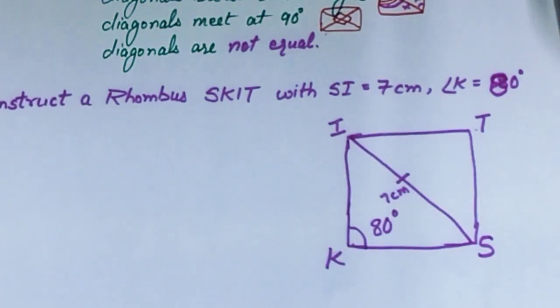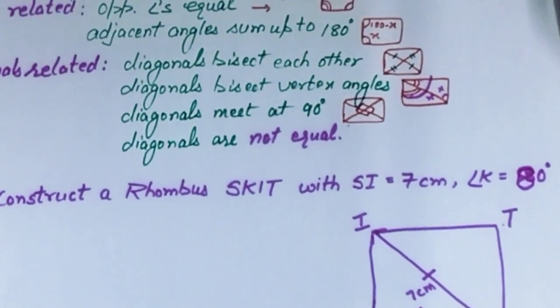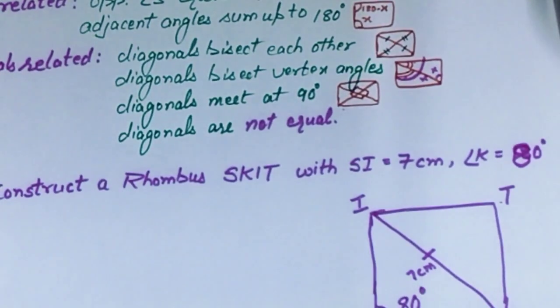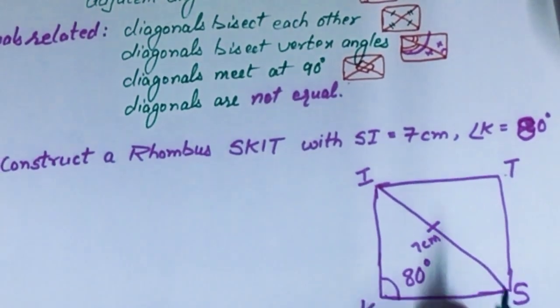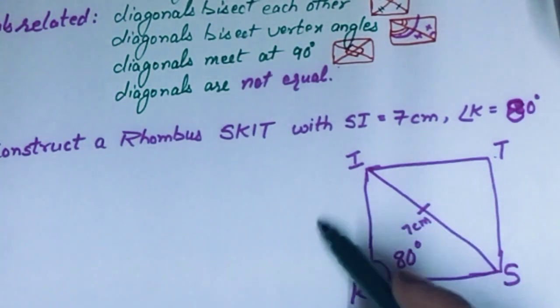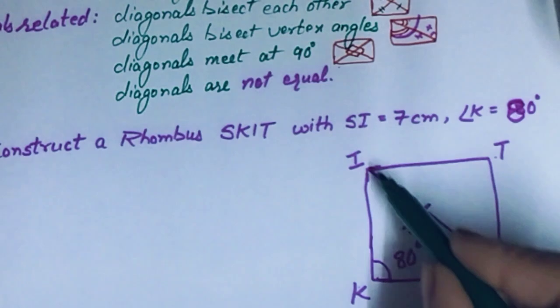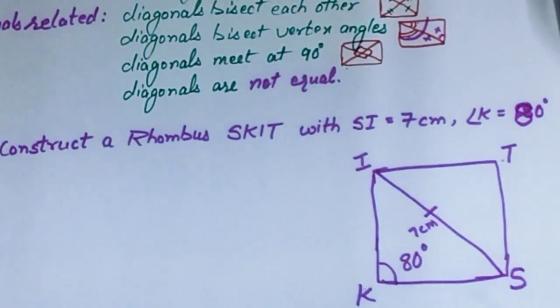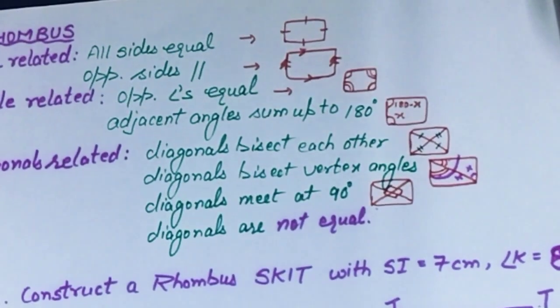So, side-related properties of a rhombus: all sides equal. That means all of them are equal. But do you know their measures? We don't have the measure of the sides, so we cannot label anything here. You cannot label it 7. The diagonal is not equal to the side. It's not a property, it's not mentioned anywhere. So these sides are not 7, and you don't have any reason to call them 7. Let's go to the next.